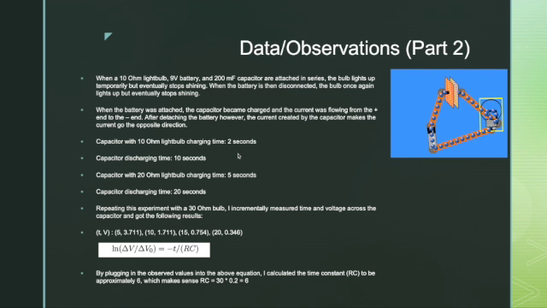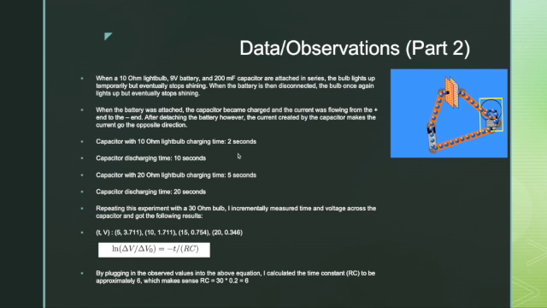When the battery was attached, the capacitor became charged and the current was flowing from the positive end to the negative end of the battery. After detaching the battery, however, I realized that the current created by the capacitor makes the current go in the opposite direction. The capacitor with a 10 ohm light bulb had a charging time, at least visually, of about 2 seconds, and has a discharge time of 10 seconds.